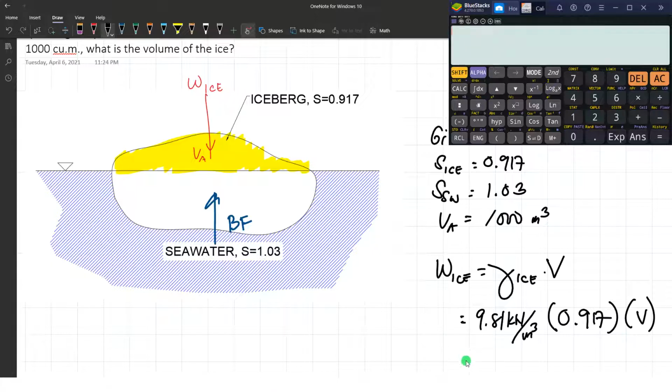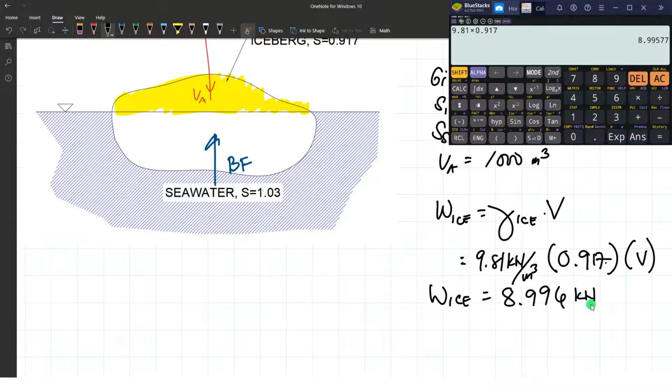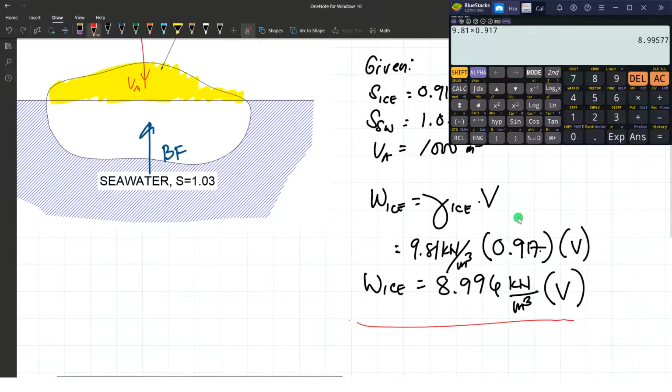So the weight of ice is equal to 9.81 by 0.917, 8.996. This is in kilonewtons per cubic meter still, multiplied by volume. So this is your weight of the ice.